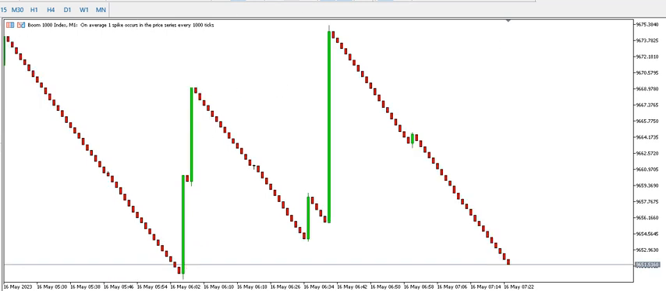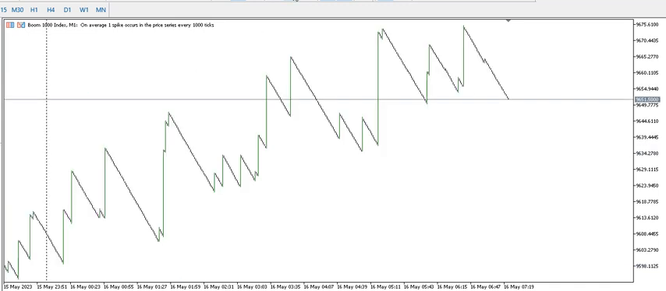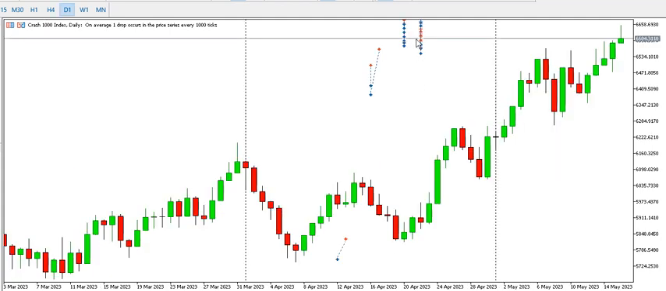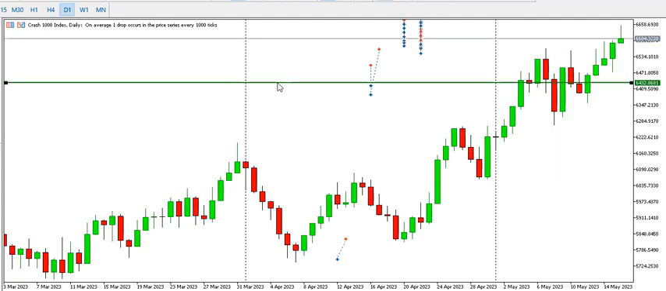On the 1 minute time frame, what do we have? On the 1 minute time frame, price is buying, it's going up, and ranging currently. That's boom 1000 index. Let's look at crash 1000 index.